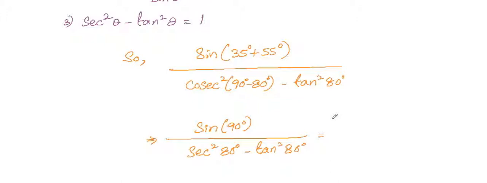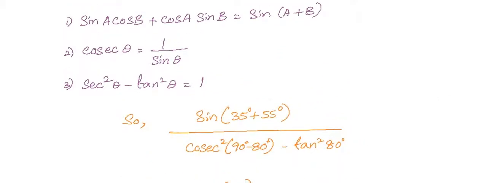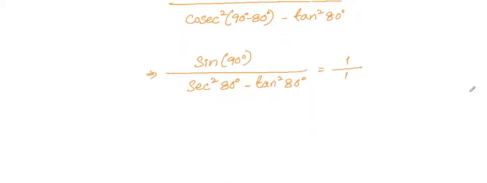So sine 90 value is, we know that it is 1, and the denominator is in the form of secant square theta minus tan square theta, which is 1. So we can conclude that 1 by 1, which is 1. So 1 is the answer.